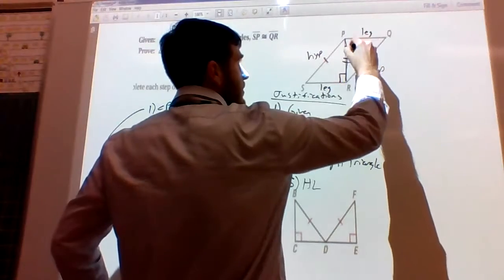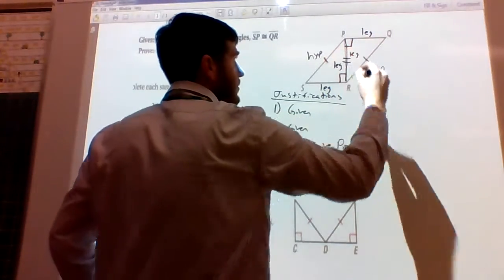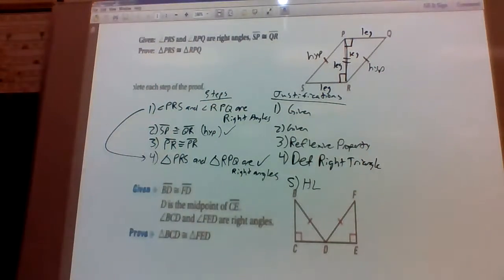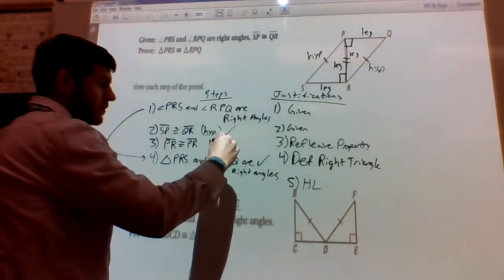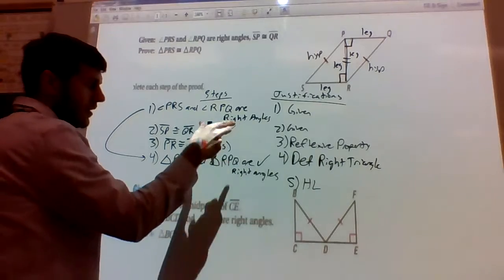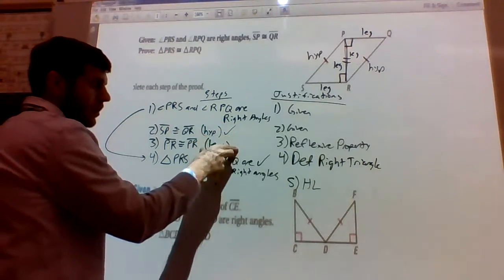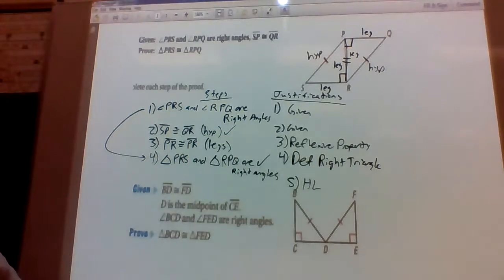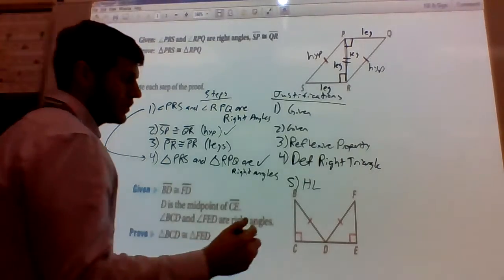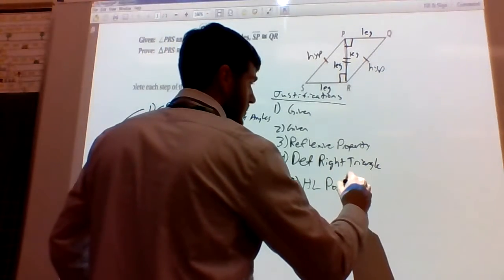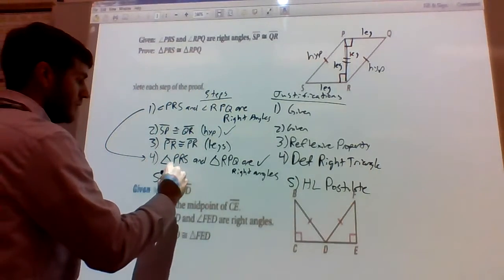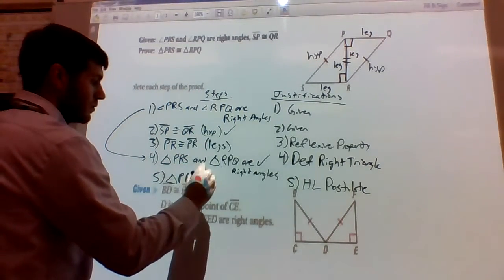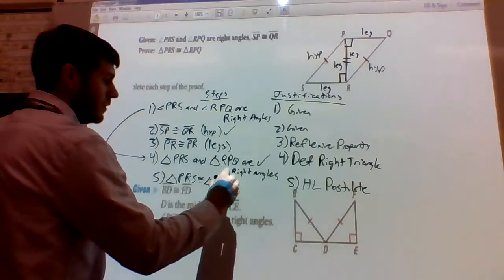And we also need a pair of congruent legs, which we have in PR and PR. So we have a pair of congruent legs. Since we have right triangles, the hypotenuses are congruent, and one of the pairs of legs is congruent, we can conclude by the hypotenuse leg postulate or theorem that triangle PRS is congruent to triangle RPQ.